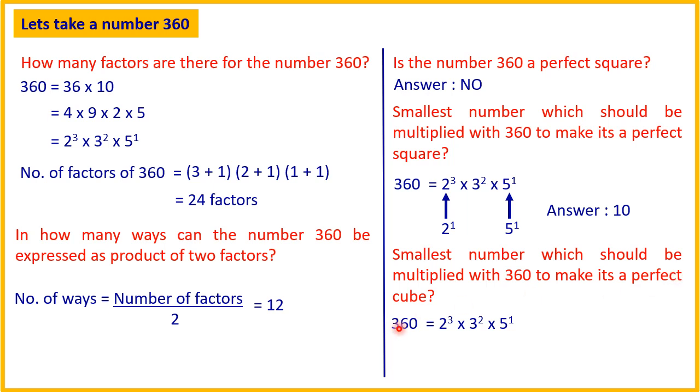Okay, so यहाँ पर 2 का count 3 है, so no issue. 3s are only 2, so there is a need of one 3 here. Okay, and 5 is one single, so there is a need of two 5s here. So the smallest number with which I should multiply 360 to make it a perfect cube is 3 into 5 square, that is 75. So with the help of factorization like this, you can even determine the square root or cube root of any 3-digit, 4-digit, 5-digit number without using a calculator.